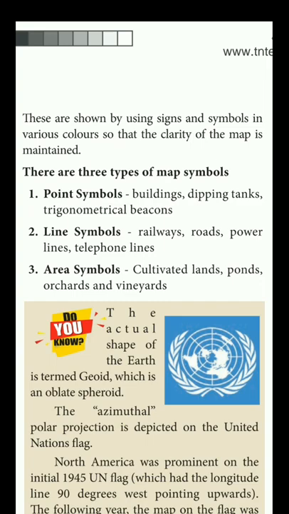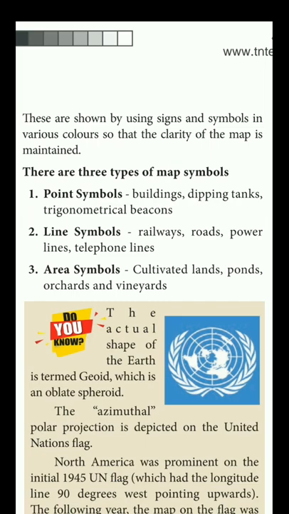Okay. Listen. Point symbol. Where can we see these point symbols? Buildings, dipping tanks, trigonometrical beacons. The dipping tank means the tank is full of water. Trigonometrical beacons, in Tamil we will say Mukkona Oli Valikattigal, in a triangular shape.